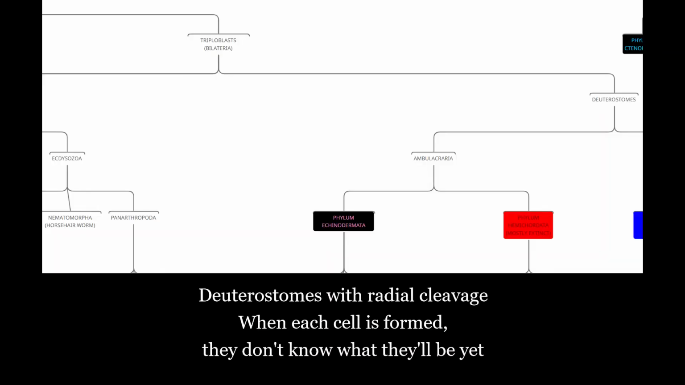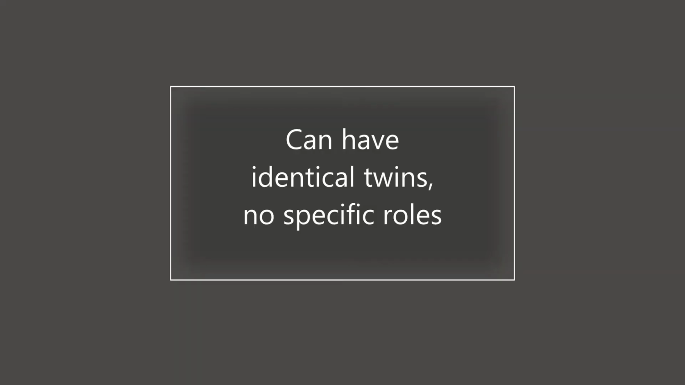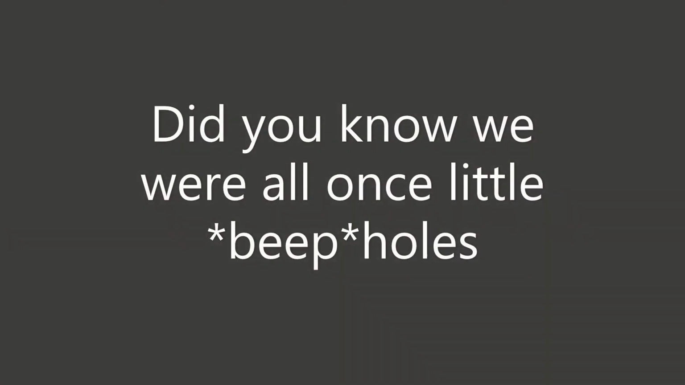Deuterostomes with radial cleavage. When each cell is formed, they don't know what they'll be yet. Can have identical twins, no specific roles. Did you know we were all once little assholes?